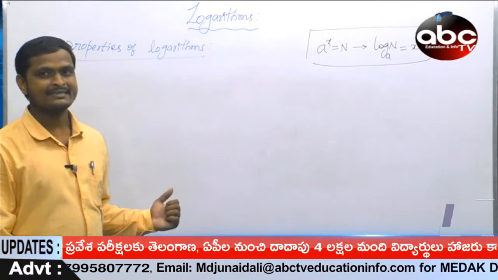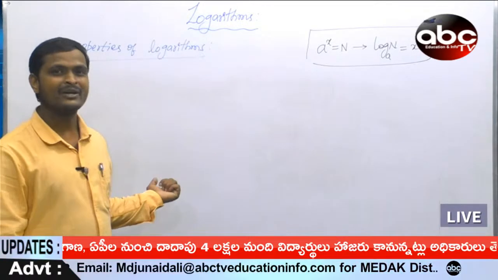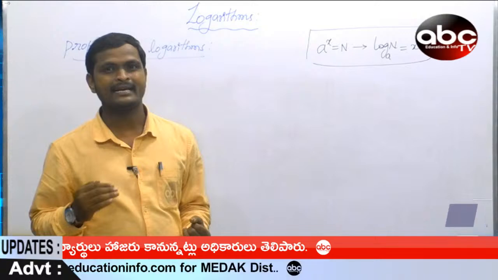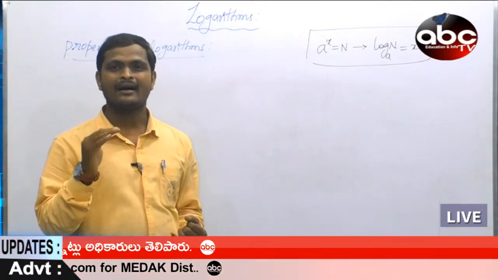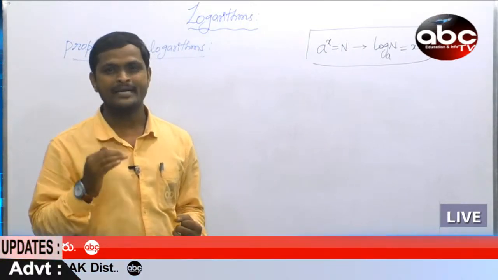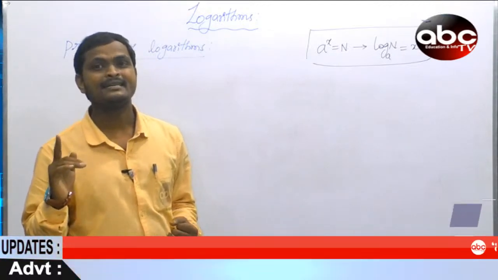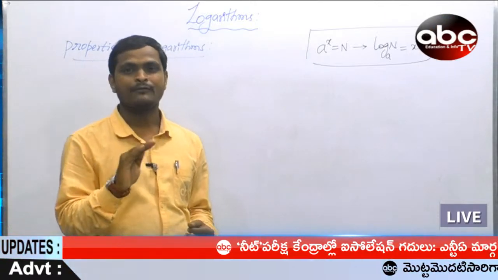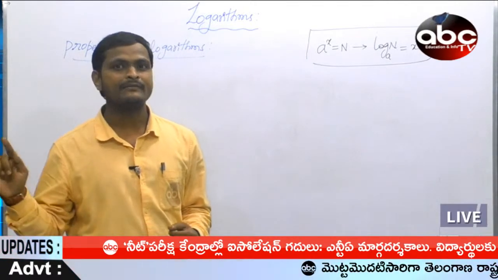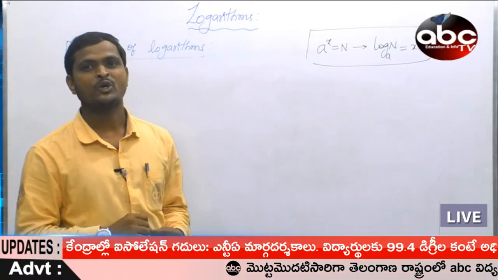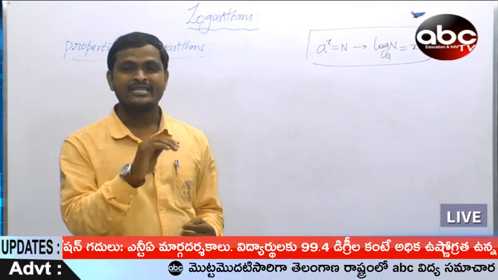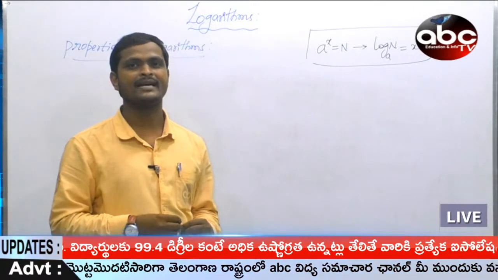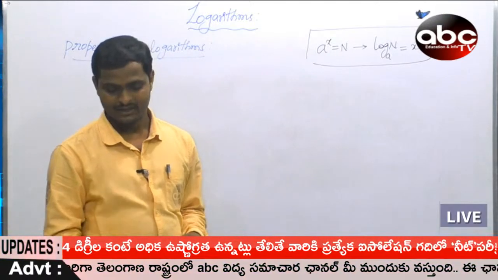Now our next property is the power rule. First one, log 1 base any real number is equal to 0, and log a base a means when number and base are the same, the answer is 1. Next one, product rule, that is the logarithm of a product is equal to the sum of the logarithms. Then next one, quotient rule, log x by y is equal to log x minus log y. Now next one, power rule.